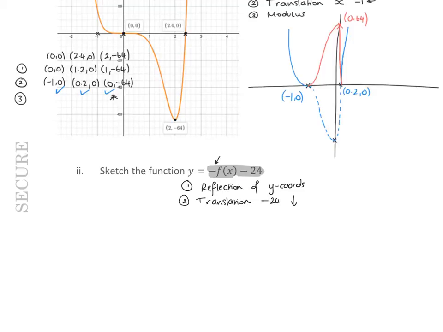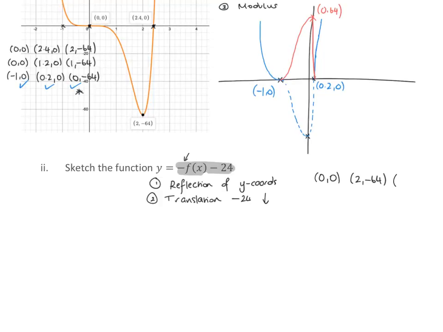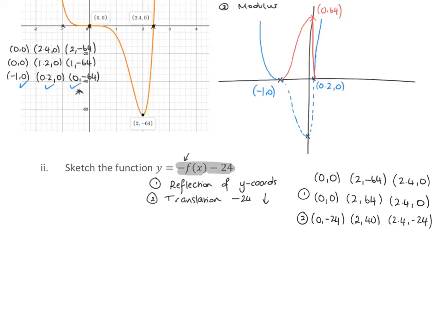So we're going to look at our coordinates again. Our initial coordinates were 0, 0, 2, minus 64, and 2, 40. Okay, so reflection of the y coordinates. So y's change value, but the 0 ones stay at 0. Okay, then number 2, translation down 24. So 0, minus 24, 2, and then minus 24 from this. So they are our new coordinates.